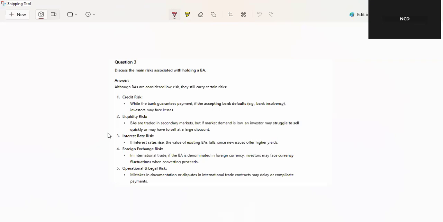Liquidity risk: BAs are traded in the secondary market, so if the market demand is low, an investor may struggle to sell quickly. Interest rate risk: if interest rates rise, the value of the BA will fall. Foreign exchange risk: in international trade, BAs are denominated in foreign currency, so investors can face currency fluctuations. And also operational and legal risks: mistakes in documentation, disputes in international trade rules, contract delays and complicated payments. So these are the probable difficulties that we may expect.